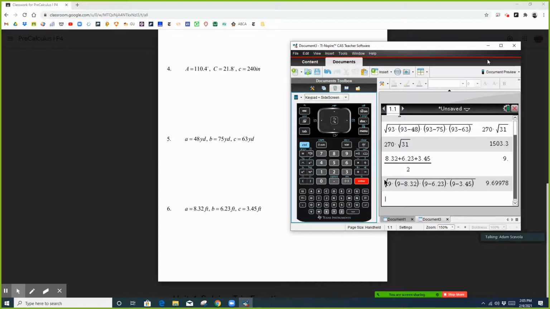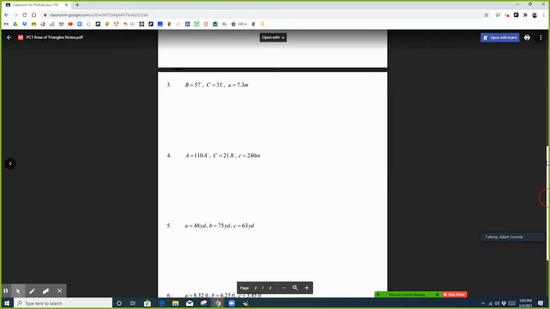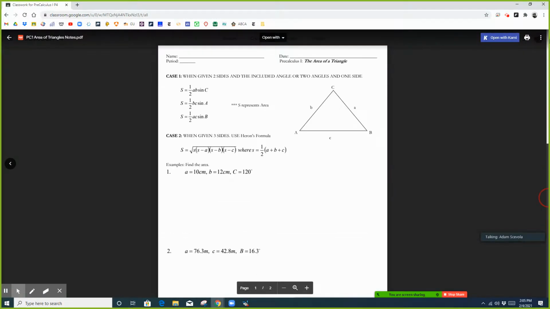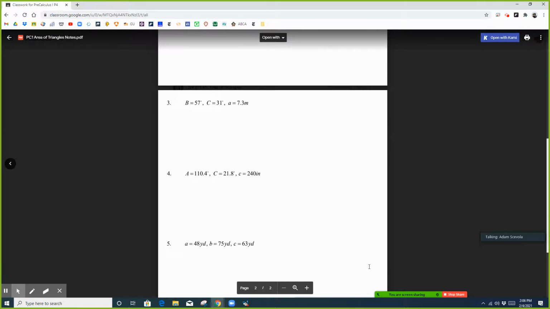Now let's go back and look at 3 and 4. What do we do when we're not given one of these cases? Case 1 says you're given 2 sides and the included angle. Case 3 is when you're given 3 sides. Well, you might be given only 1 side and 2 angles. In that case, you have to find the side. So let's do it here.